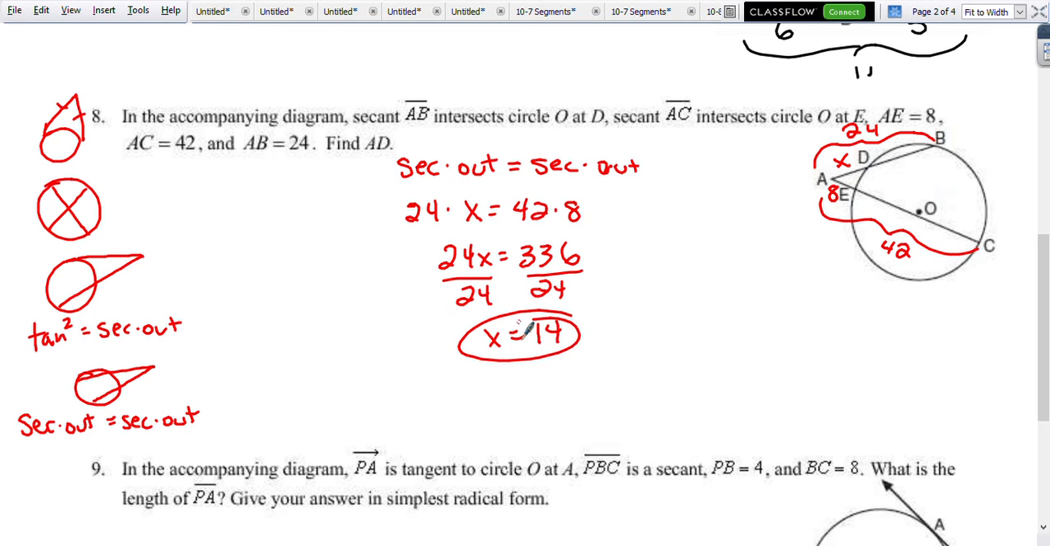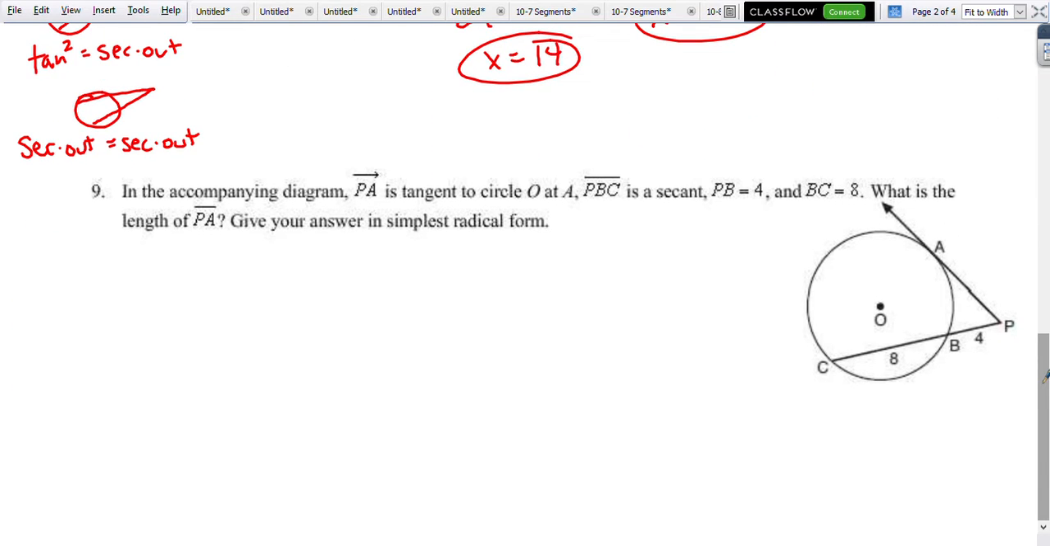So now, does it ask you for x, or does it ask you for something else? We're looking for AD. AD was x, so this is indeed 14. Go back and double check. Make sure you're not looking for something weird, like maybe they asked for DB, okay? Just go back and double check.